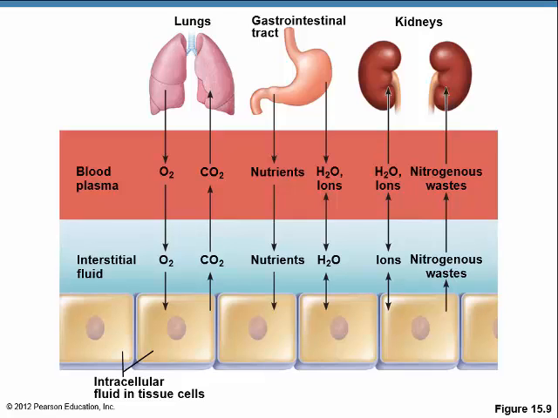Here you can see the main systems of the body that impact the composition of the blood. The lungs provide oxygen and remove carbon dioxide. Your digestive system provides nutrients, water, and ions. And the kidneys balance the removal of water and ions and nitrogenous wastes.